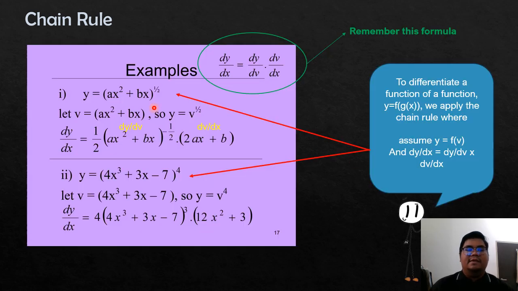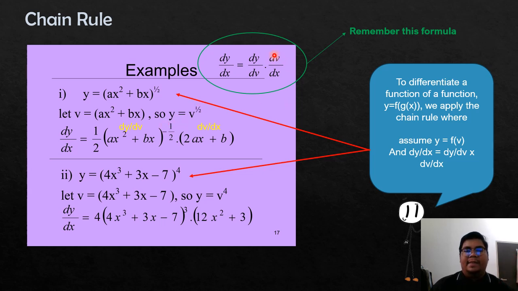For example, given here that y is equal to (ax squared plus bx) to the power of 1 over 2. How do we differentiate this function? Because inside the bracket there's another function and there's a power outside. By applying the chain rule, we can make this simpler to differentiate. We assume that the inside of the bracket is a function v, and then y is equal to v to the power of 1 over 2.